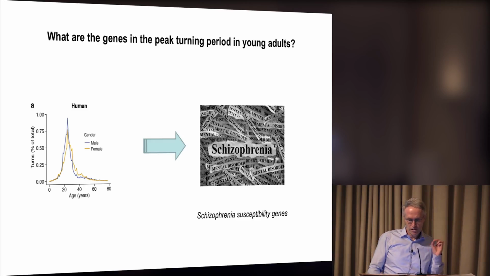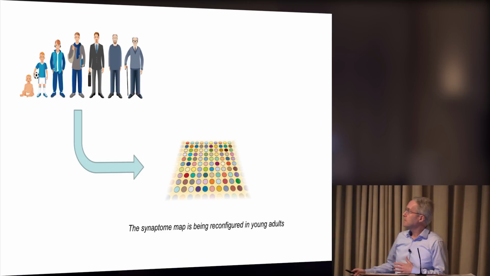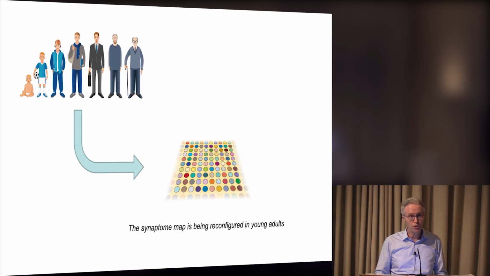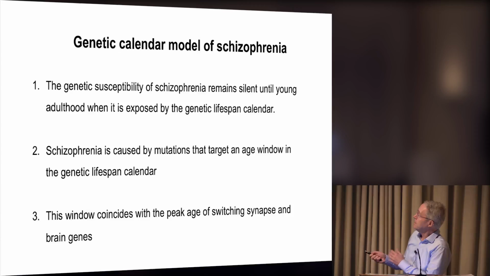and this is precisely what is seen in this data set. And what this suggests to us is that there must be molecular changes that are going on in the young adult brain that are changing this molecular organization of these synaptic maps in the brain. And we believe that it's being normally reconfigured in the young adult brain. And if there are gene mutations, then that reconfiguration process does not work properly. And so we have this sort of genetic calendar model of schizophrenia, which is this one here, which is that the genetic susceptibility of schizophrenia remains silent until young adulthood.